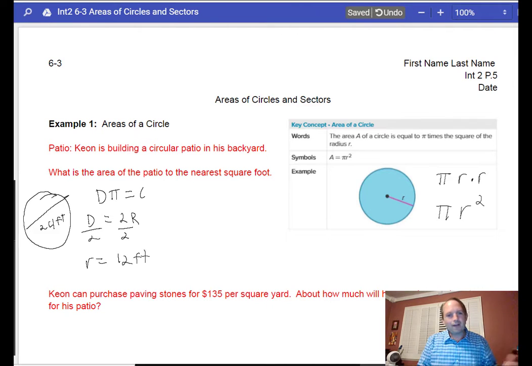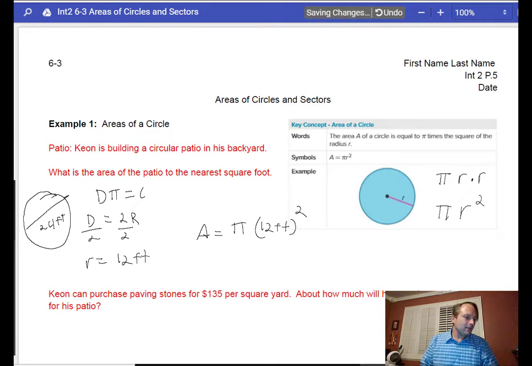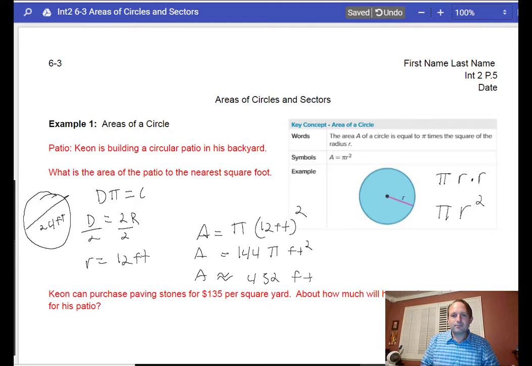So the area of this patio would be pi times 12 feet squared. So that would be 144 pi square feet. Or the area is about 452 square feet. Now, if you're wondering what do we use for pi, there's a little symbol in your calculator. You just click it, you do 144 times, and you push that symbol pi, and that'll give you the result.